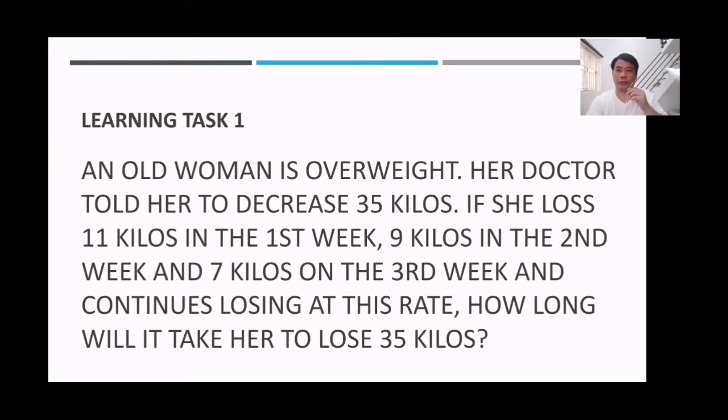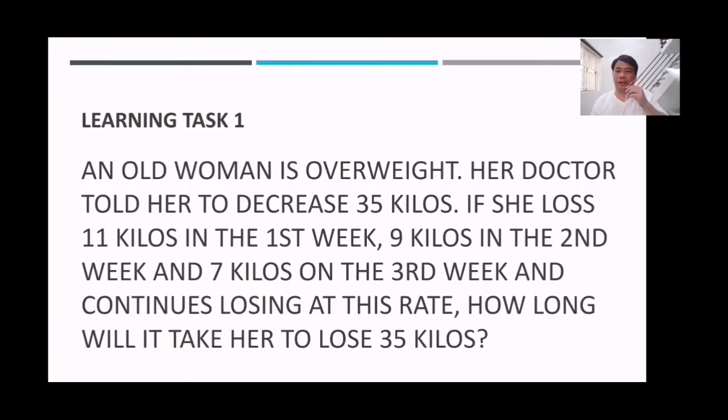Let's start with this situation. I want you to join me in reading and analyzing this situation. An old woman is overweight. Her doctor told her to decrease 35 kilos. If she lost 11 kilos in the first week, 9 kilos in the second week, and 7 kilos on the third week, and continues losing at this rate, how long will it take her to lose 35 kilos?